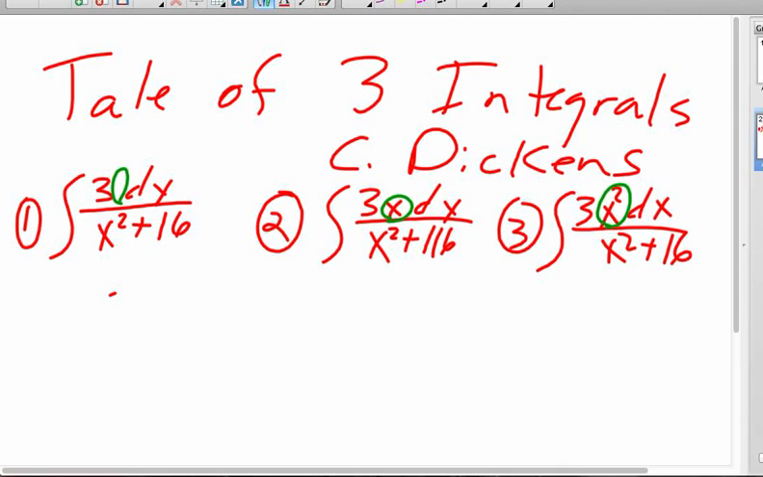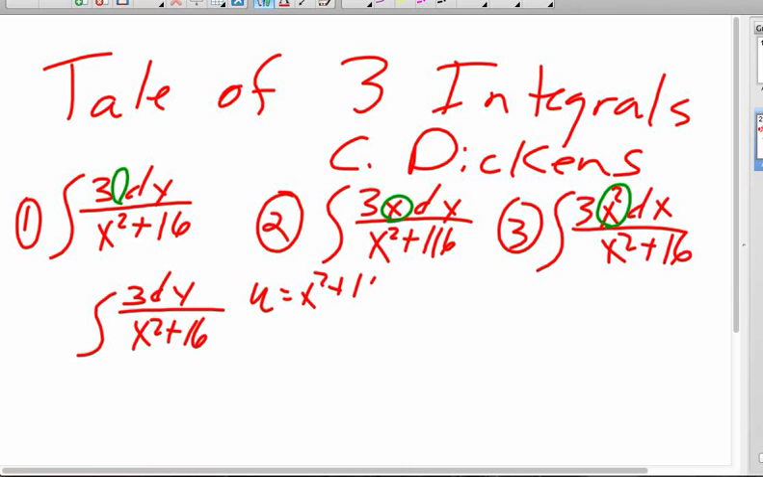So we want to find the integral of 3 dx over x squared plus 16. Well, the first and most obvious thing to try is u sub. So we want to do u is x squared plus 16, du equals 2x, and we don't have that up there. So you say, we can't do it. We're going to go on to the next one. And please do that, because I guarantee you I'd love to count it wrong.